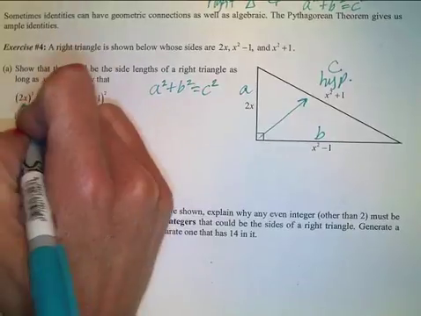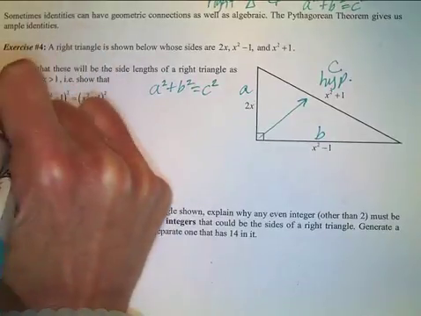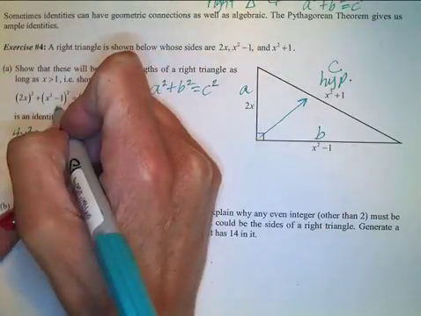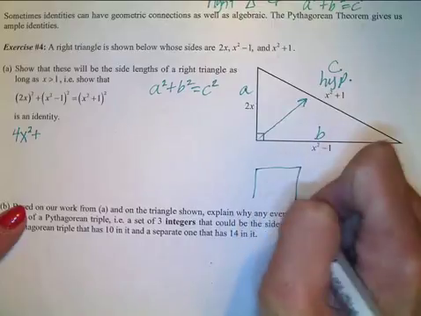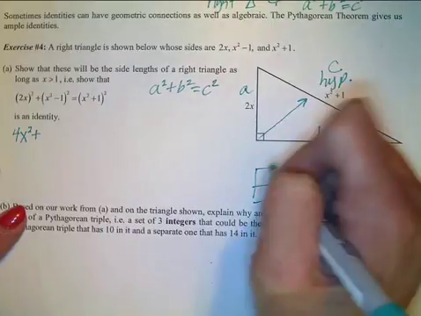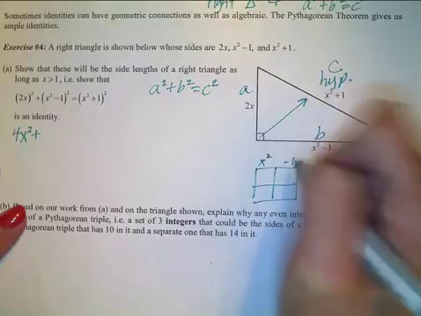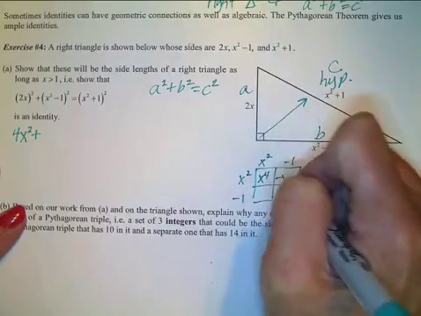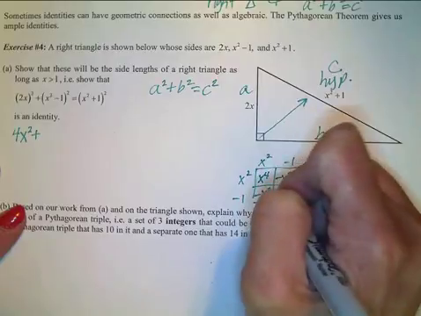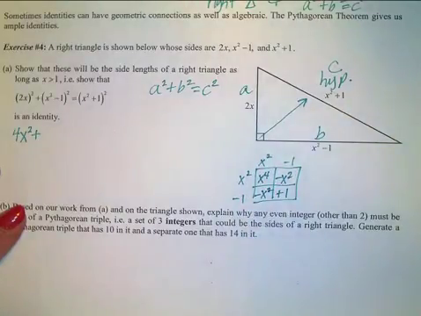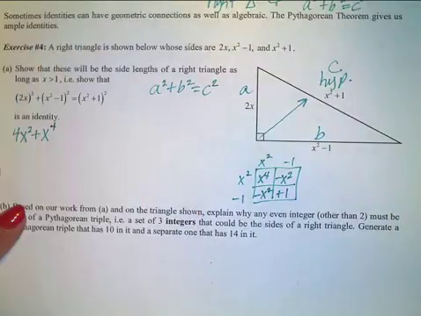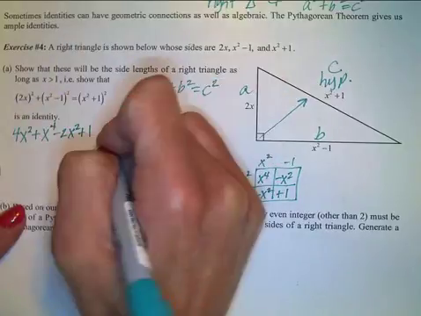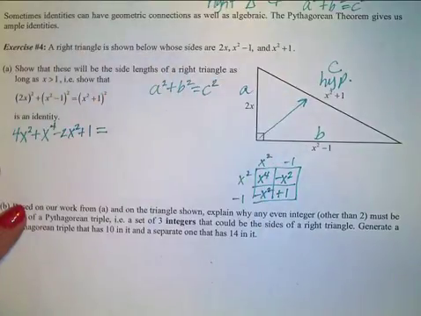So (2x) squared is 4x squared plus, when we square this, we write it twice, which means I'm going to use a box because this gets a little bit not very nice. So (x squared minus 1)(x squared minus 1), so x to the 4th minus x squared plus 1. So we have x to the 4th minus 2x squared plus 1 equals what's on the other side.